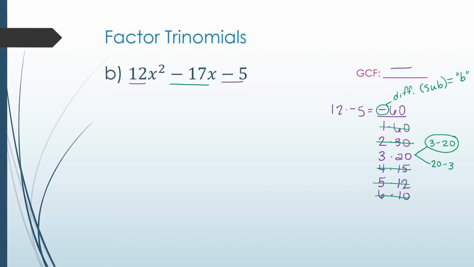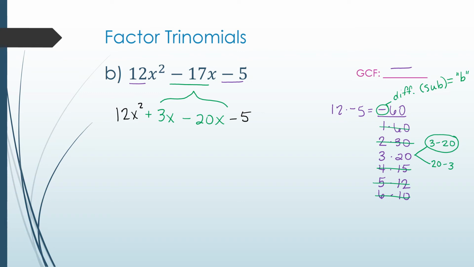So we come back to our original problem, and what we do is we are going to expand and replace the middle term with our two new terms. So that's a positive 3x and a negative 20x. And we keep the first and last terms just as they were. So this is still a 12x squared, and this is still a negative 5. So we made it from 3 terms into 4 terms.